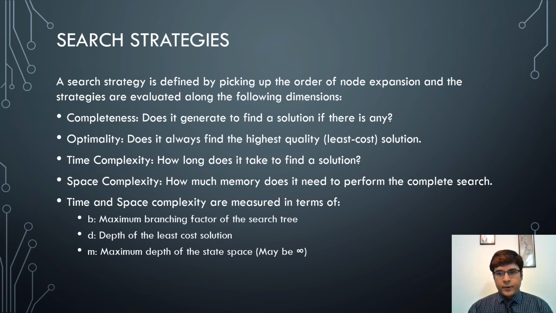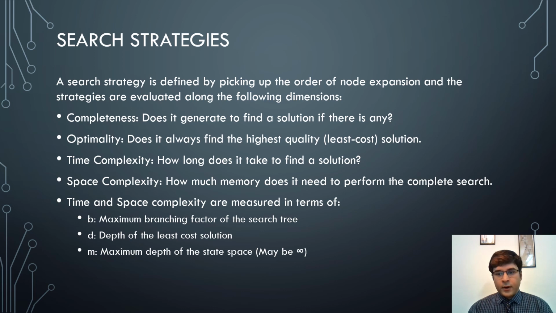So what are search strategies? A search strategy is defined by picking the order of node expansion, and the strategies are evaluated along the following dimensions. Completeness: does it guarantee to find a solution if there is any? It means whether the search strategy is chosen such that the states obtained at each step result in the solution finally or not. Optimality: does it always find the highest quality or least cost solution? So, does the search strategy imply that we get the least cost solution or not?